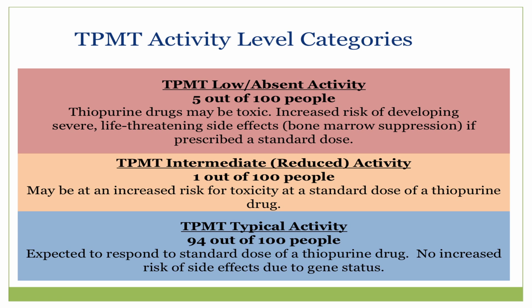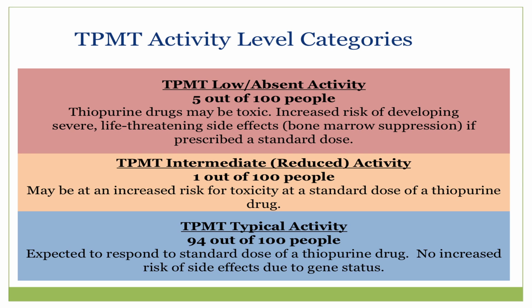Your predicted TPMT activity level may be useful to your healthcare provider in making dosing decisions if you need a thiopurine drug. Your healthcare provider may also choose to use a different immunosuppressive drug based on your predicted TPMT activity level. It is important for you and your healthcare provider to keep in mind that the assigned TPMT activity level is based only on your genetic results. Other information, such as medications that you are on, may influence dosing decisions.